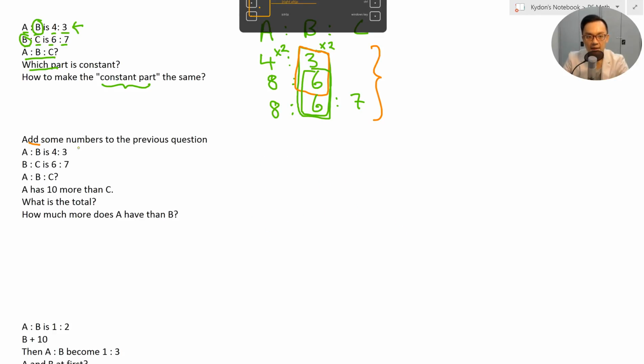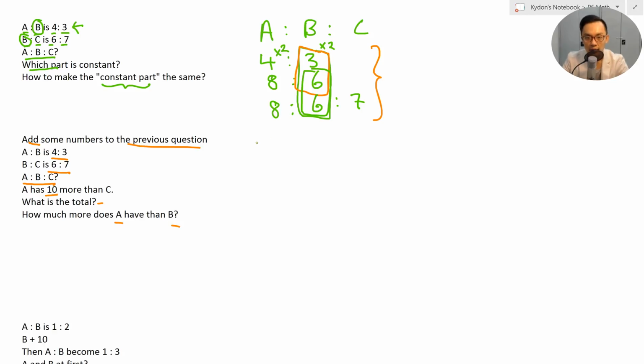Okay, now we're going to add some numbers to the previous question. So now A is to B is 4 is to 3, B is to C is 6 is to 7. What is A is to B is to C? And then I'm going to say A has 10 more than C. What is the total? And how much more does A have than B?